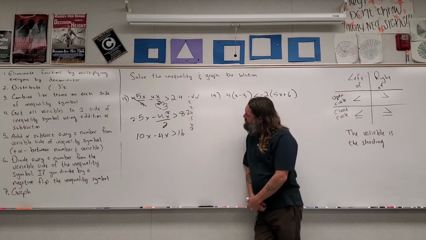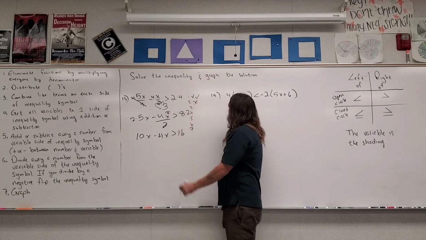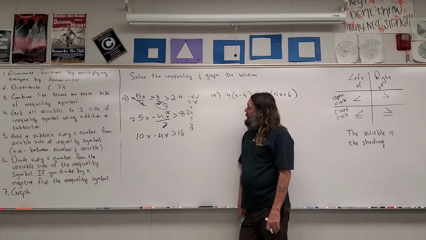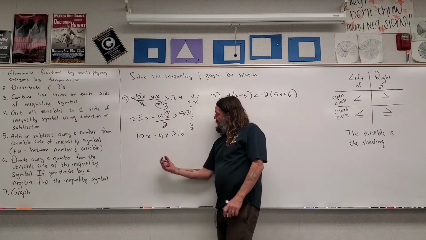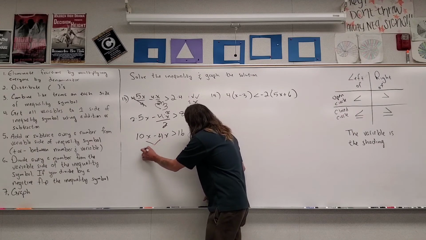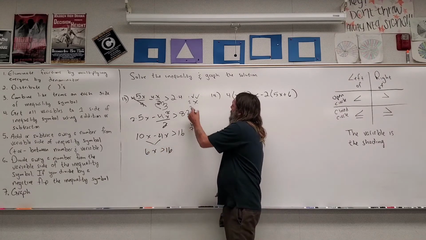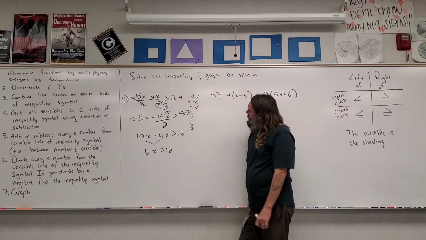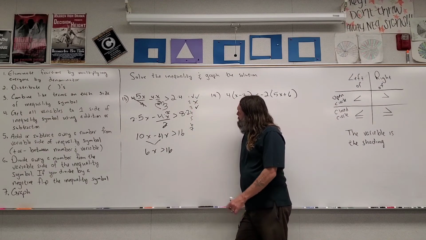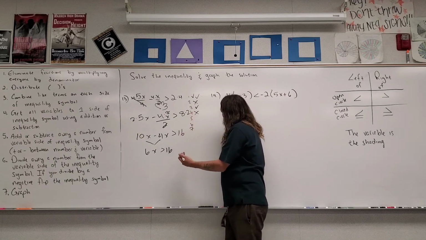Can I distribute in this problem? No, I cannot. Can I combine like terms in this problem on each side of the inequality symbol? Yes, I can. I can put these together. So I have 6x is right of 16. Can I get all my variables to one side of the inequality symbol? I don't need to, because they're all on the left side.